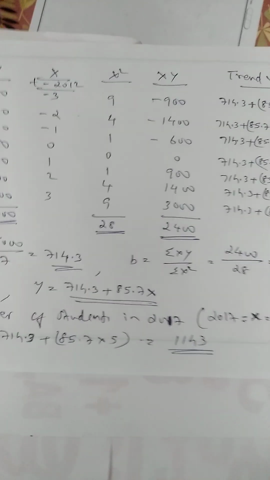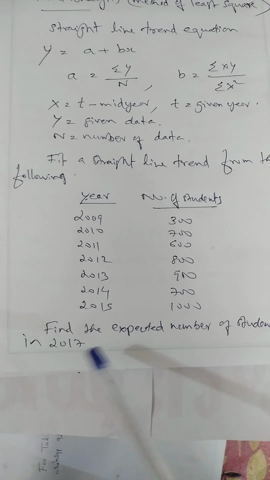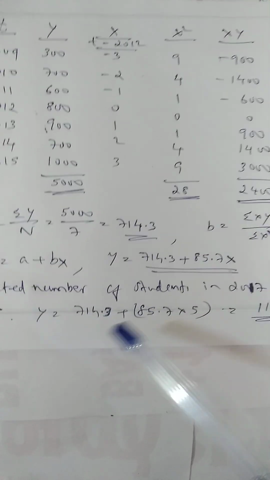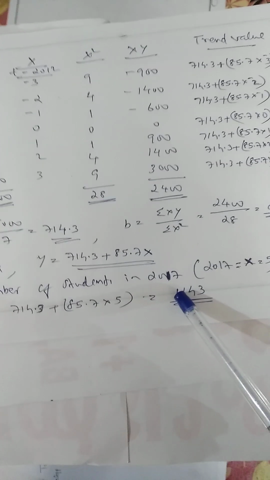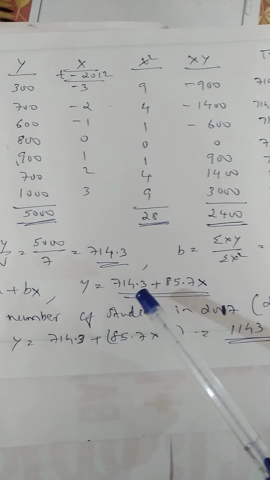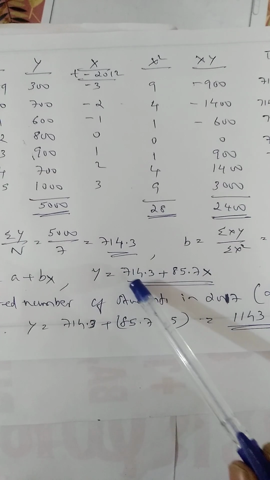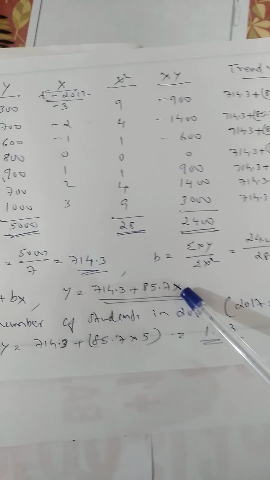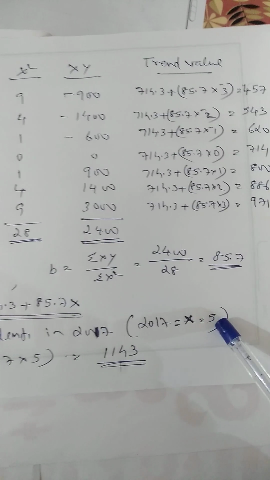Okay, and one more thing is asked in the question. What is that? Find the expected number of students in 2017. For that you have to use the same equation. It is here, expected number of students in 2017. You have to use the same trend equation, y is equal to 714.3 plus 85.7 x. But in the place of x, we have to use the value 5. How do we get the 5?